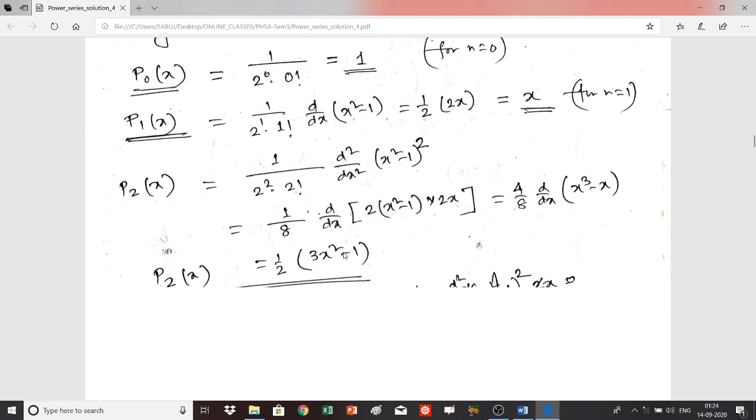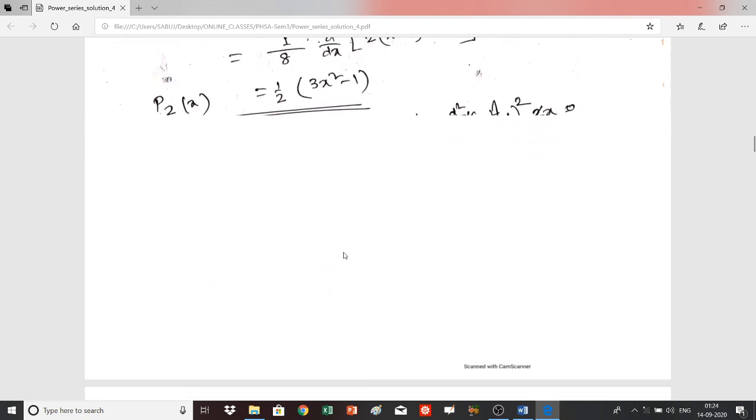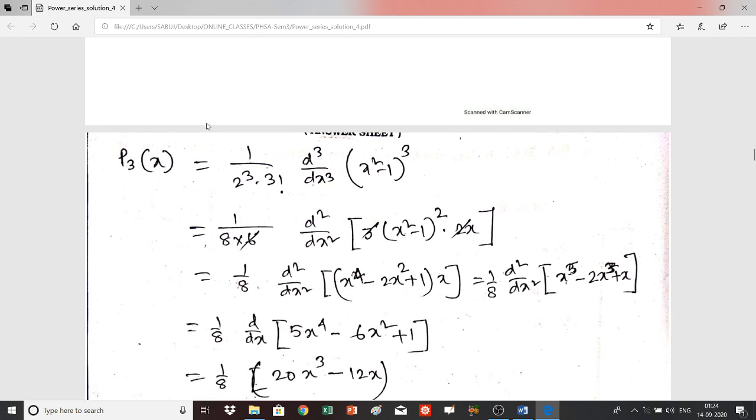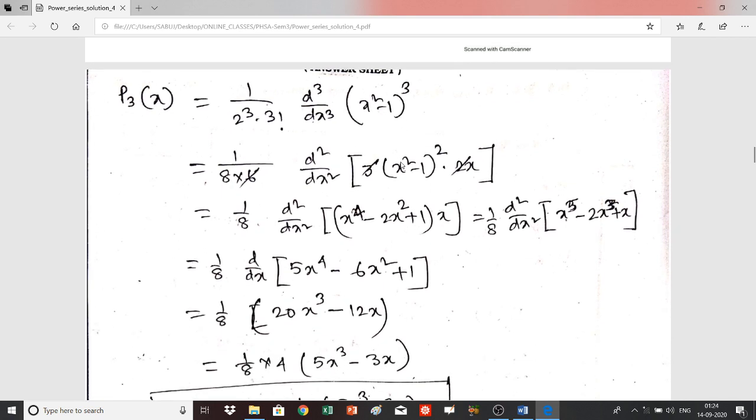half (3x² − 1). And now P3(x) is equal to, using Rodrigues' formula, 1 by 2 cubed into 3 factorial, d³/dx³ of (x² − 1)³. So the first term will give 8, and this term will give 6, and the first differentiation will give you 3(x² − 1)² into 2x, with d²/dx².